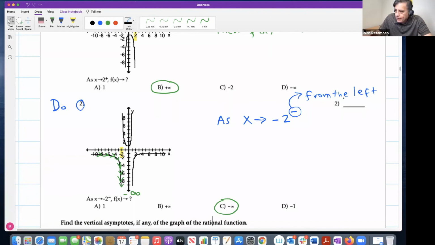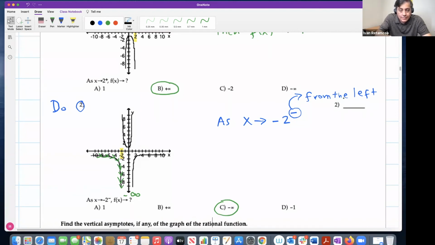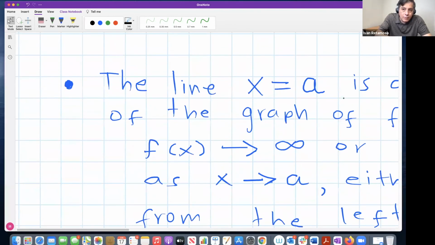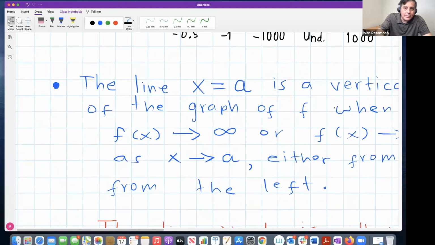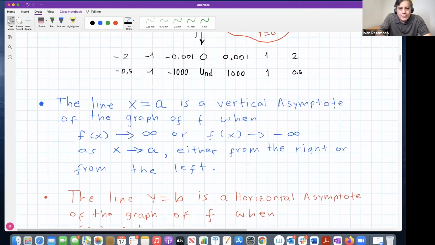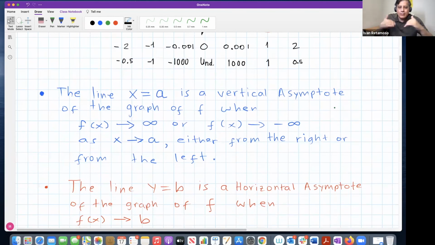Excellent. So now let's go back to the formal definition of vertical asymptote and horizontal asymptote. We know informally what these asymptotes are: lines such that the curve approaches them, never touching them, for big values of x, either on the right or on the left, big absolute values of x.